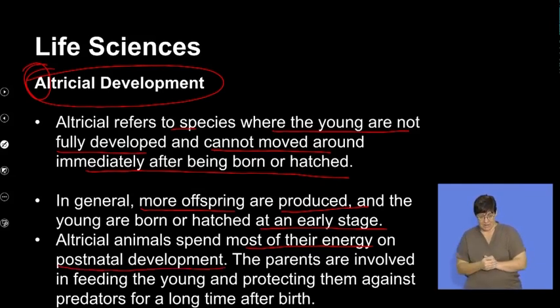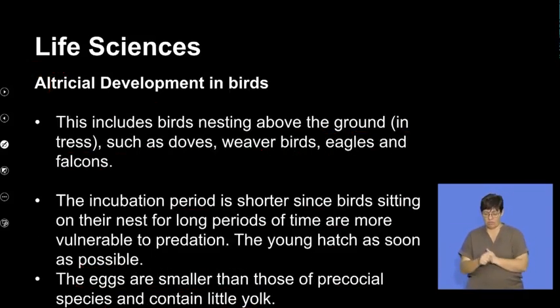The parents are involved in feeding the young and protecting them against predators for a long time after birth. If we compare these to precocial development in birds, you'll find that altricial birds are nesting above the ground. When we compare that to precocial, these were birds that were nesting on the ground. Examples of altricial birds are the doves, the weaver birds, your eagles, as well as your falcons.